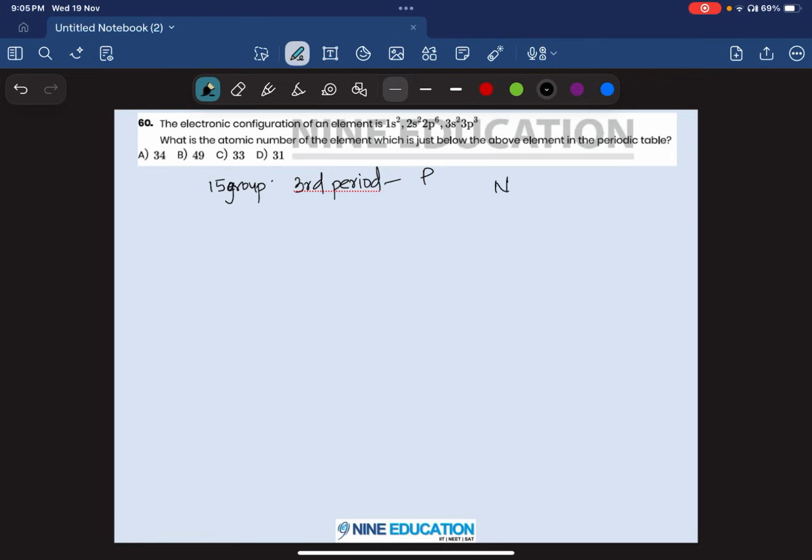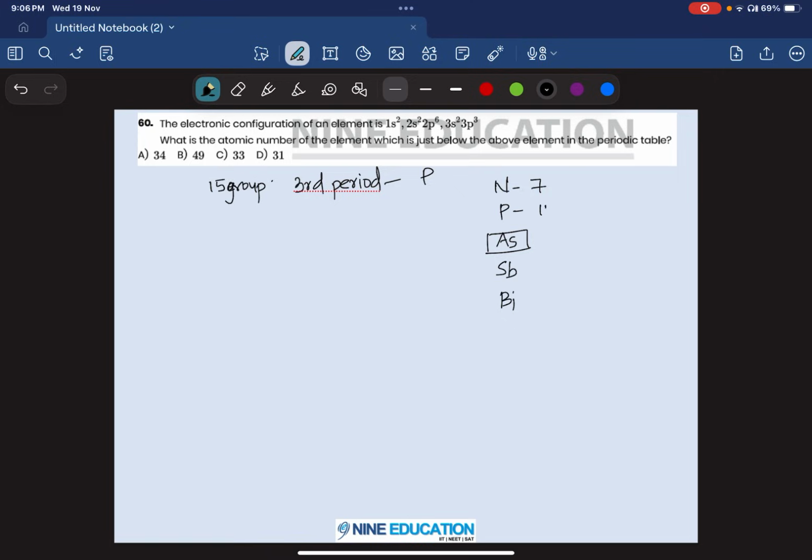Phosphorus comes under nitrogen, phosphorus, arsenic, antimony, and bismuth. This is the order of the 15th group. That means he just wants the atomic number of arsenic. So the atomic number of nitrogen is 7.